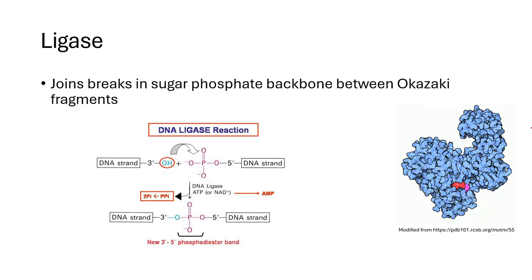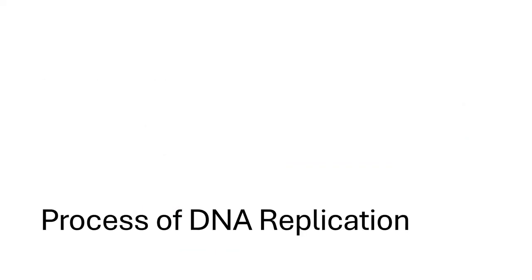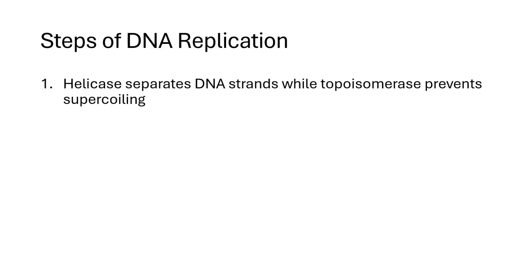And here's another, I like to include when possible, molecular diagrams of the molecules that are involved. This is ligase right here. And now let's talk about the actual steps of DNA replication. So what happens first is that helicase is going to separate DNA strands. At the same time, topoisomerase is going to help prevent any supercoiling. Then the next step is going to be the addition of RNA primers, which I'm going to talk about and have diagrams for each of these steps in a few moments.